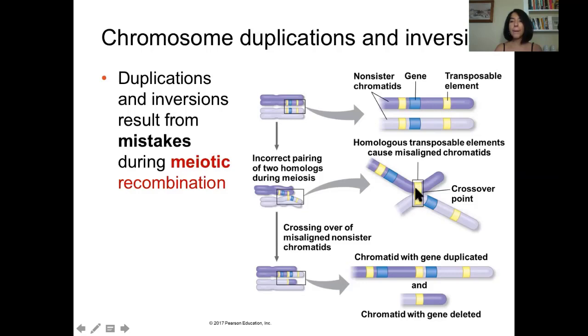However, what happens when they are misaligned? In this case, you see how we have a similar sequence. This sequence right here in yellow is called transposable elements. Transposable elements are also called jumping genes, and you can have the same sequence of the same transposable elements in different parts of your chromosome or in your genome.